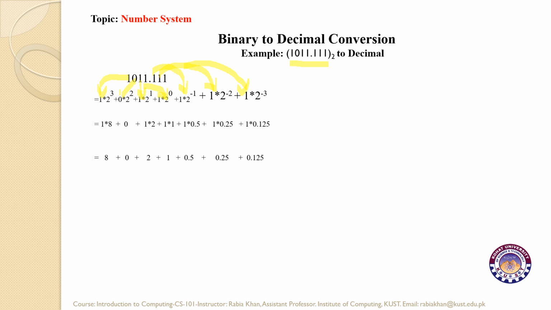and then performing the multiplications, this is the result, and after summing up the products, this is the final answer, 11.875. So how do we write the answer? 1011.111 in base 2 is equivalent to 11.875 in base 10. I hope you have understood the method of how we perform binary to decimal conversion.